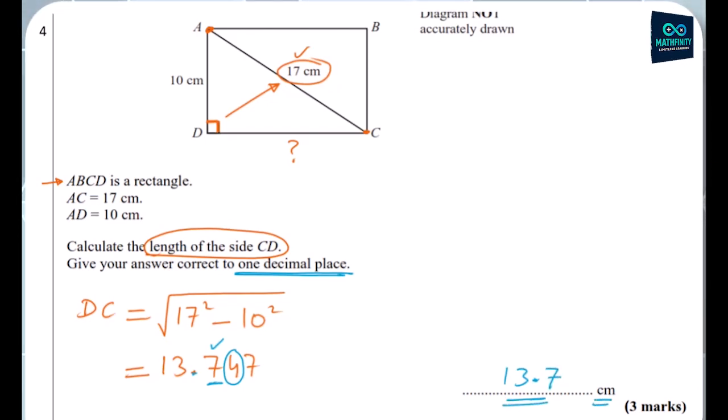Hopefully guys, you understand in which situation you have to use the plus sign, the positive sign, or in which situation you have to use the negative sign by using the Pythagoras theorem.